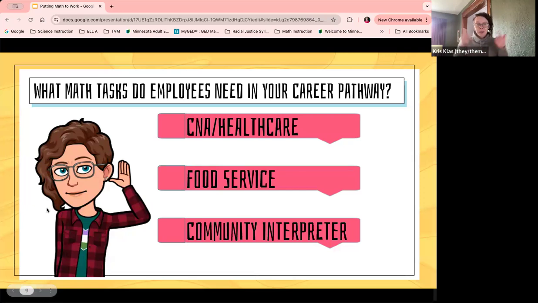So I think we're a small enough group that hopefully a few people will feel comfortable turning their cameras on, or at least their microphone on, and sharing out. And I know a couple of you, so I'll just call on you if nobody volunteers. But I would love to hear some of what you talked about in your breakout rooms. What kind of math tasks do employees need in your career pathway? And hopefully we have somebody from each of these different areas who can share. I would love to hear from each of you.